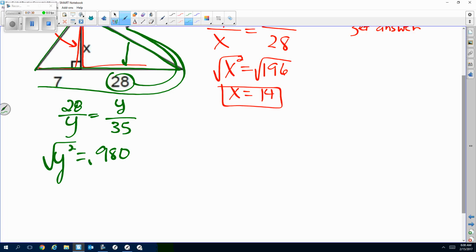And then when you take the square root, y is equal, I can simplify this to 196 times 5, which is 14. Oops, I put it right, 5. 196 times 5, which is 14 square root of 5.